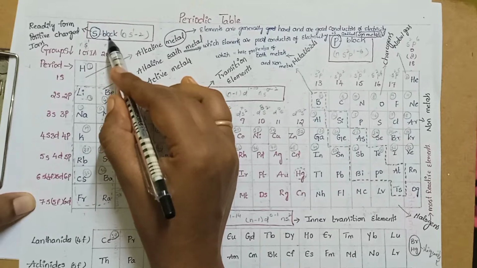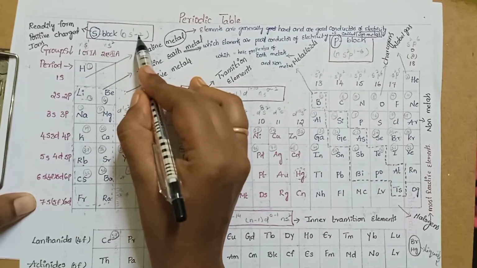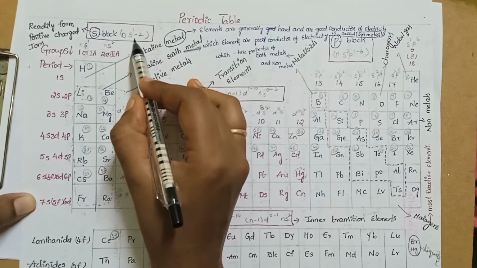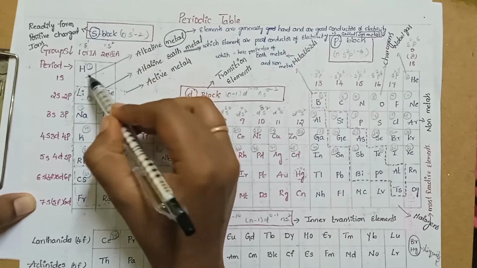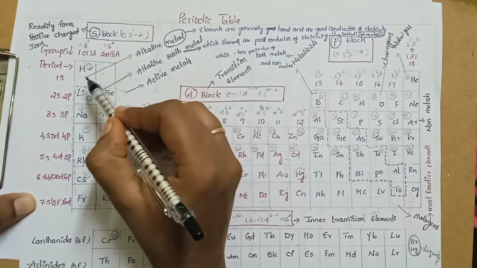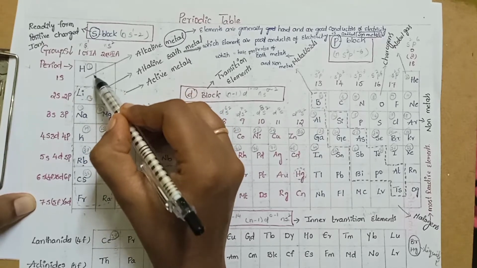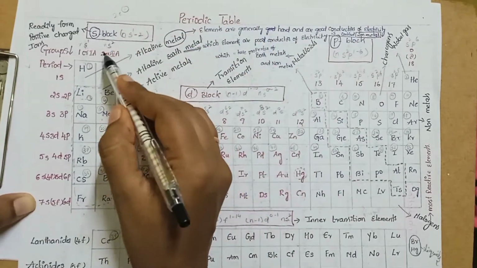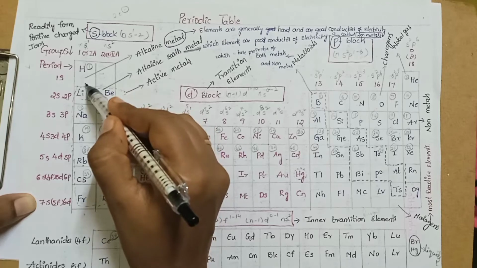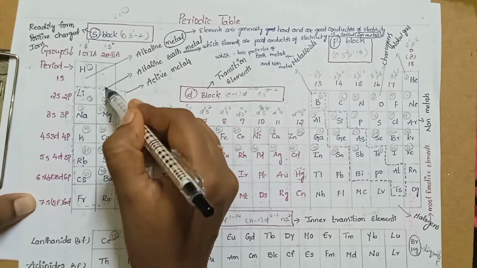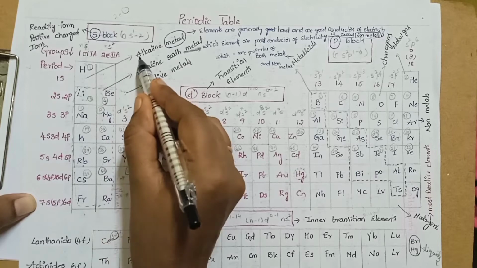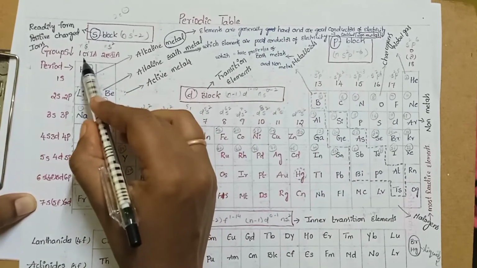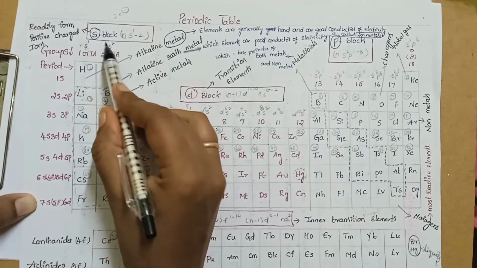So S block general configuration is ns1-2. Okay, and these S block elements have 2 vertical columns. The reason is the S subshell can hold a maximum of 2 electrons only. Okay, the S block is again divided into 2 blocks. The first one is alkali metals and the second one is alkaline earth metals. So group 1 and group 2 are known as S block.